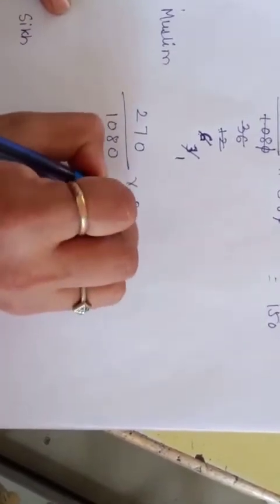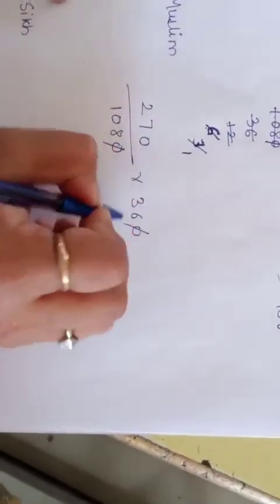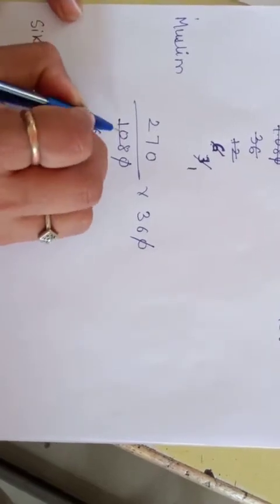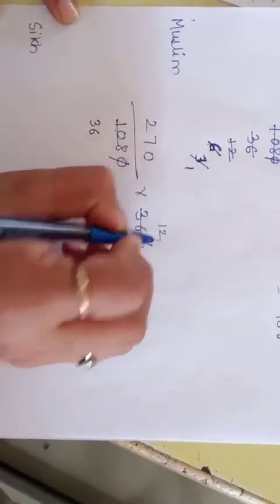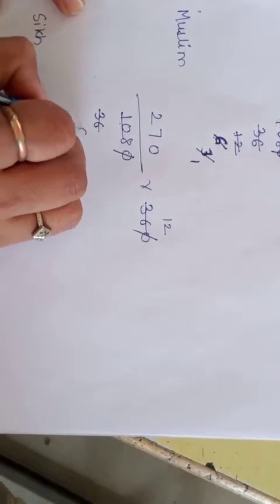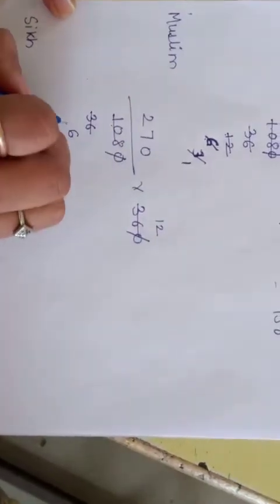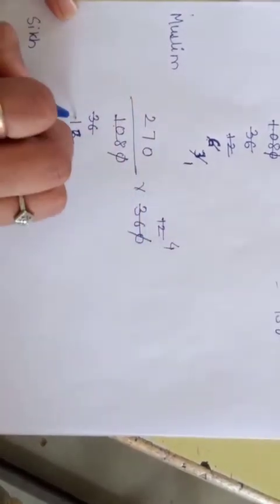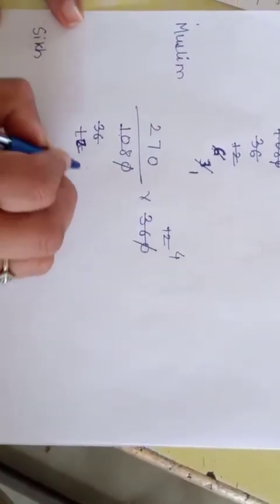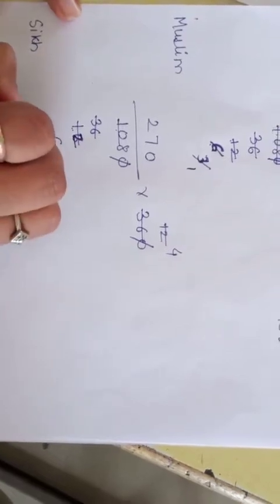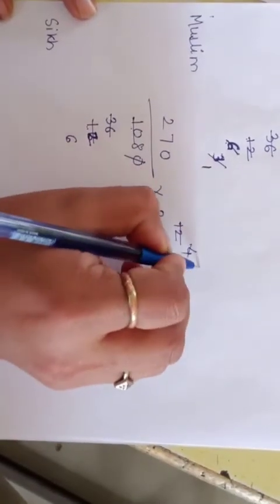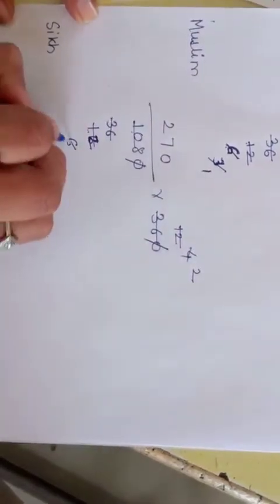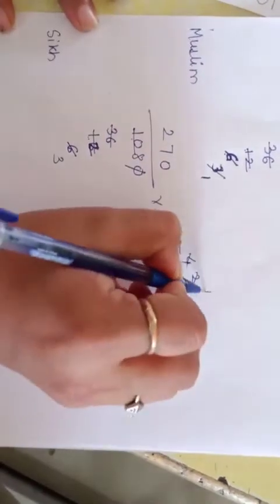Now Muslim. For Muslim 270 upon 1080 into 360. We are reducing this and here we get 36. We are dividing it by 3. Here we get 12. Then we get 6 here. We get 12 here. And then we get 4. Again we are dividing this 12 by 2. So here we will be getting 6. Here we will be getting 2. Again by 2. Here 3 and here 1.